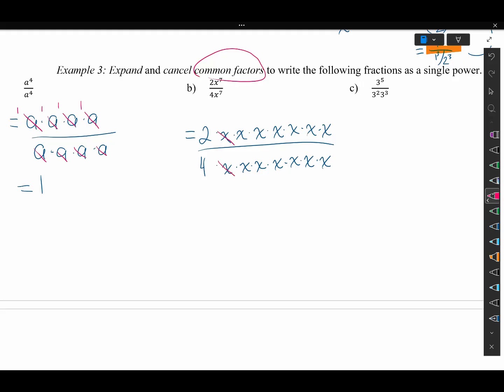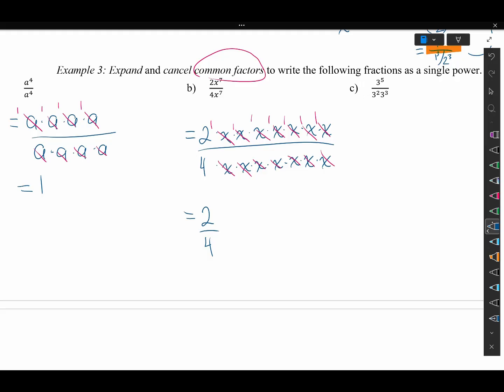So x and x cancel, that's 1. x divided by x is 1. Anything divided by itself is 1. I'm hoping you can see a pattern that's happening. Here, we're working with 2 times 1 times 1 times 1 times 1 times 1 over 4 times 1 times 1 times 1 times 1 times 1. We're just working with 2 over 4.